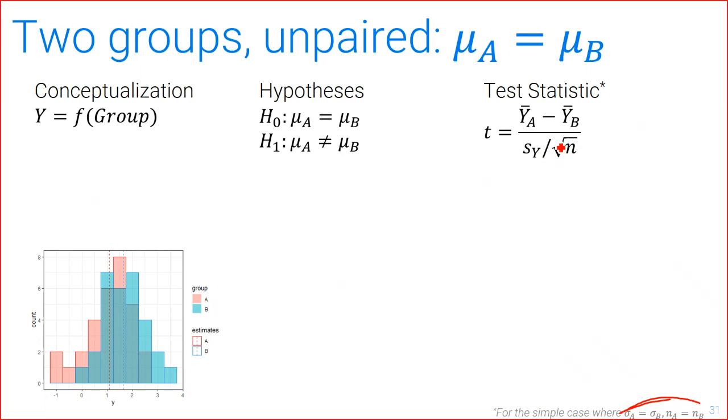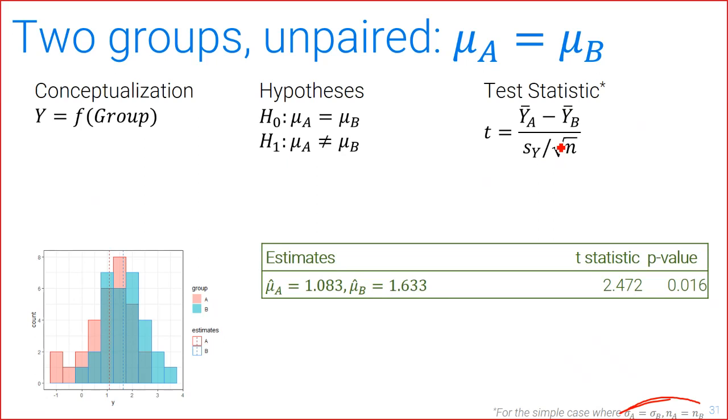If we run this test, what we have is the following. Here, from a descriptive point of view, is the mean in group 1 or A, the mean in group B, the t-statistic, and the p-value. This would be again evidence against the null hypothesis, so we would conclude that there is a difference between group A and group B in the population.